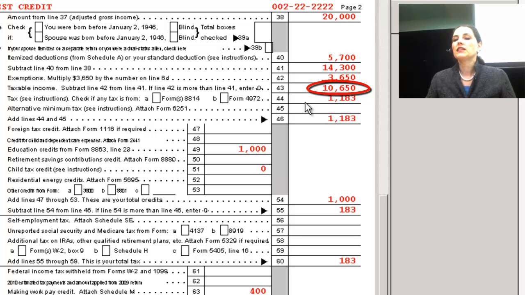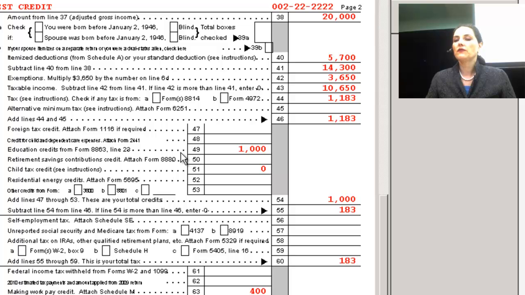If we were to go to Pub 17 and look up the tax on $10,650, we would find that Test's tax bill has gone up to $1,183. Well, now that $1,000 education credit can benefit Test in full. The credit was calculated as $1,000, and the $1,000 is allowed in full because it is equal to or less than the tax on line 46.